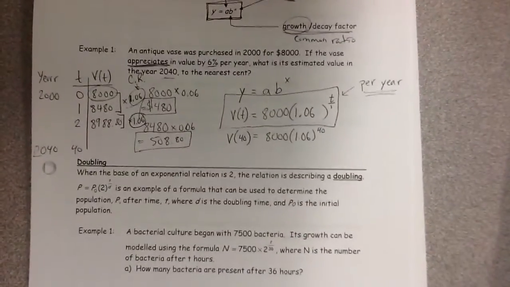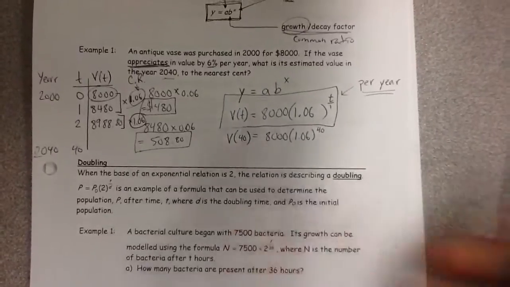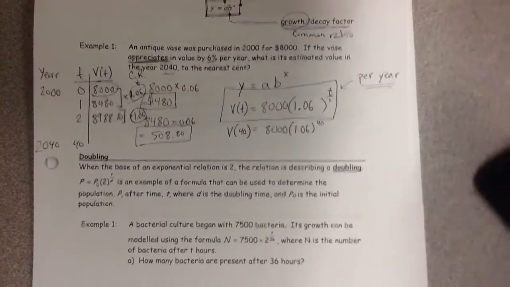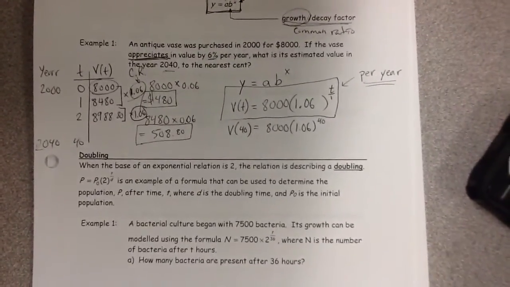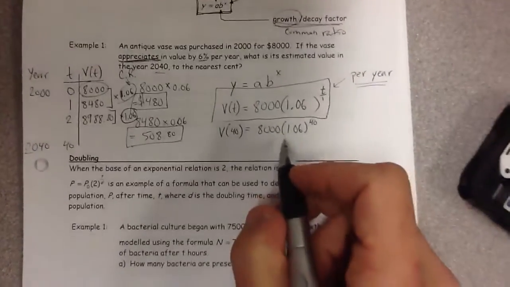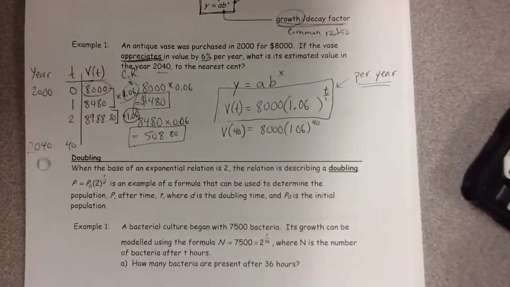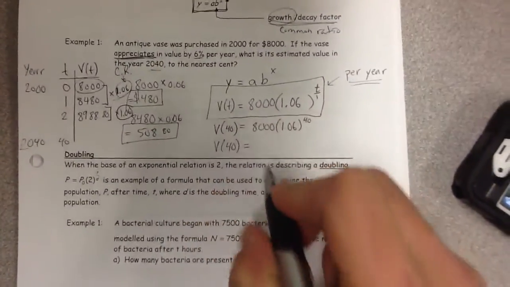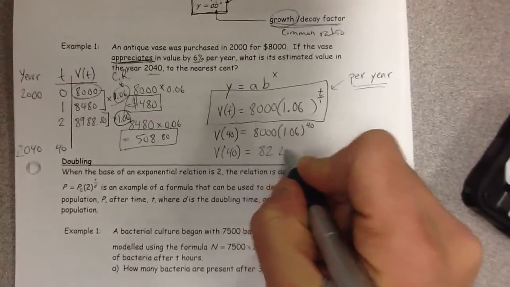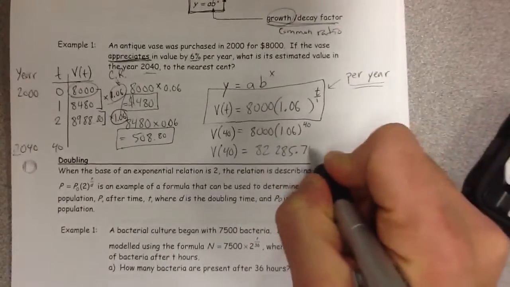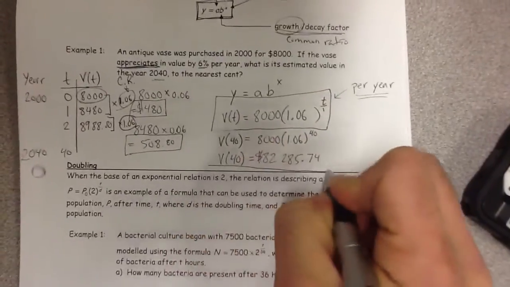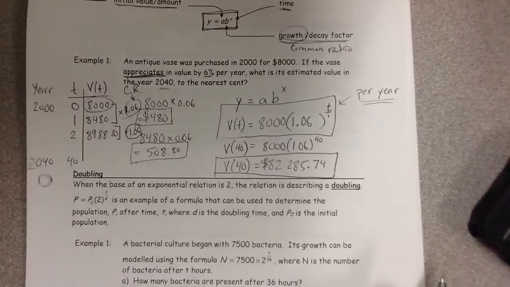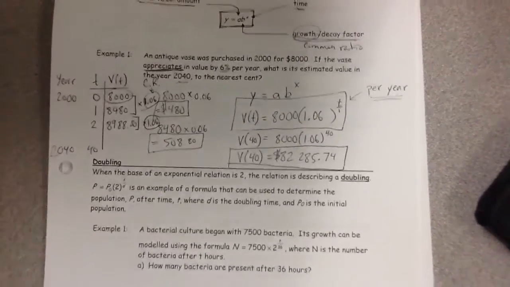Now, when you do this, it's also important to understand that you're not going to do 8,000 times 1.06. You have to first do 1.06 to the power of 40, and then press equals on that, and then multiply it by 8,000, and you should get that the value of the vase at time 40 is $82,285.74. And this is the value of the vase 40 years later, which is in the year 2040. So let's take a look at the next one.